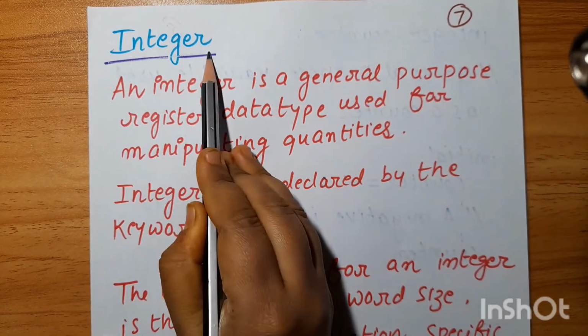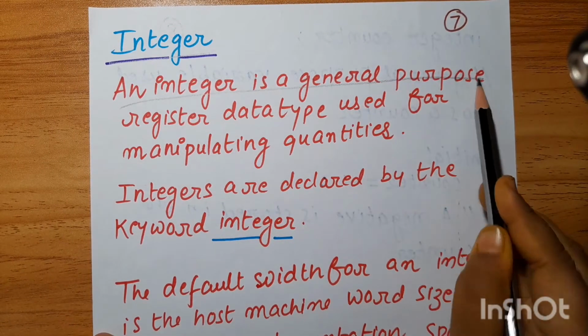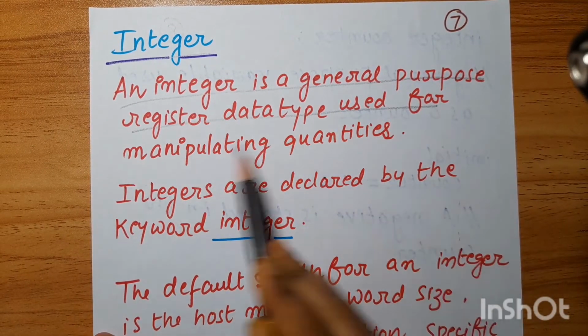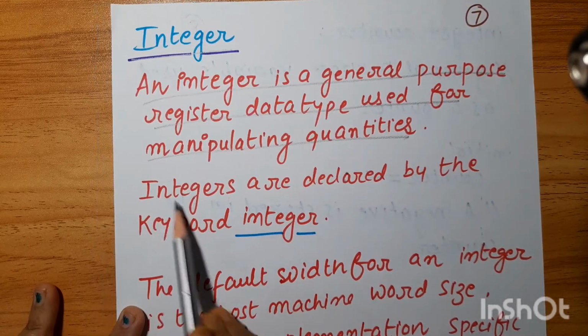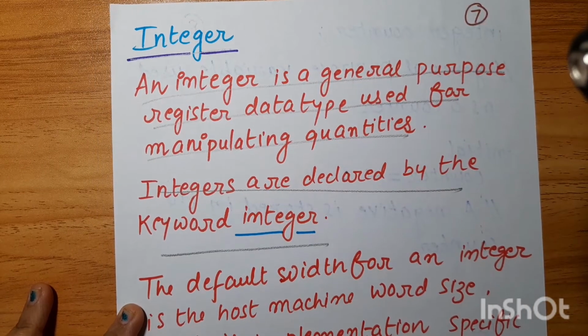Now integer data type. An integer is a general purpose register data type used for manipulating quantities. So integer is just like a register data type, but it is a general purpose register data type that is used for manipulating quantities. Manipulating quantities means mostly they deal with the numbers, big numbers. Integers are declared by the keyword integer.